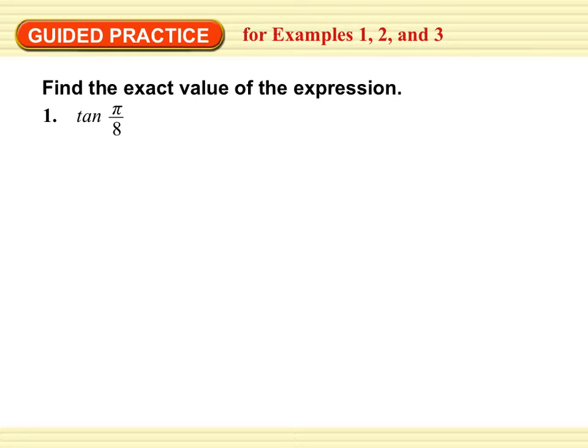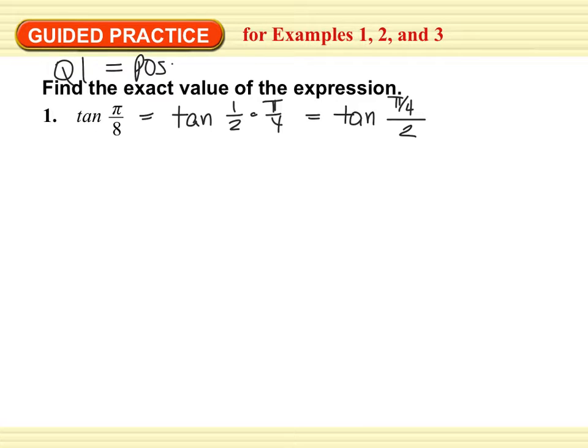Find the exact value of the expression. I don't know anything about pi over 8, so I need to change this into 1/2 times pi over 4, because pi over 4 is 45 degrees. So my A over 2 is going to be pi over 4 over 2. Pi over 8 is 22.5, so that's in quadrant 1, which is positive. It doesn't matter with tangent, I know. I just get in the habit of doing that. So I keep wanting to do it.